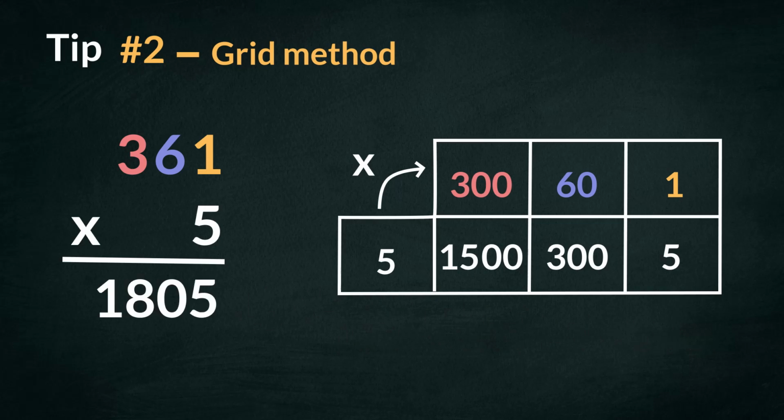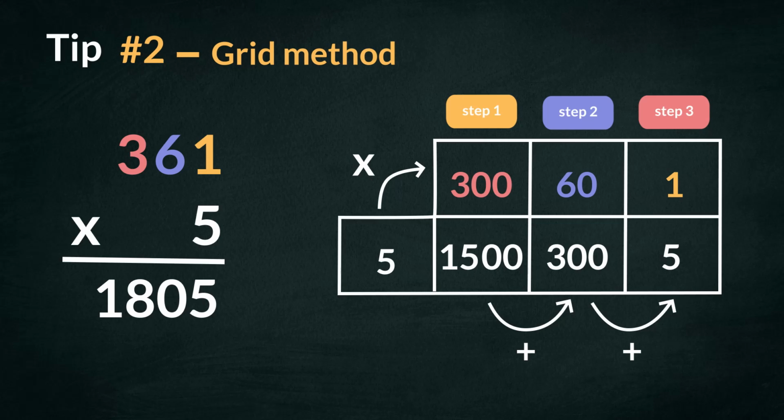1,805. With this method, you won't miss any small multiplication steps, because you have all the numbers laid out nicely in a grid. Once you fill out all the cells in the middle, you'll know that you have multiplied with every digit, and you can start adding them together to get the final answer.